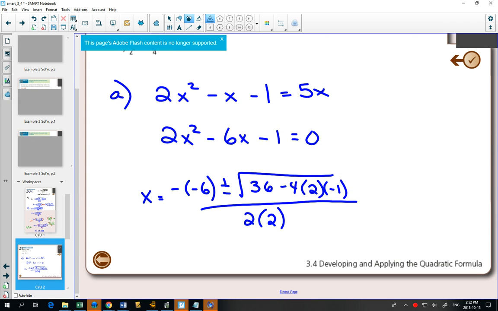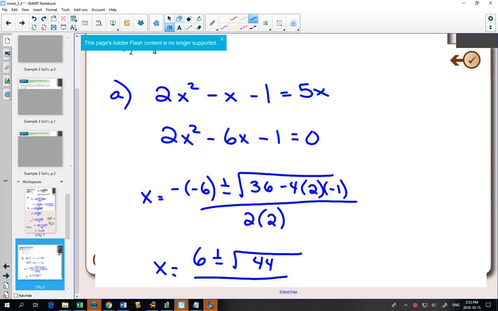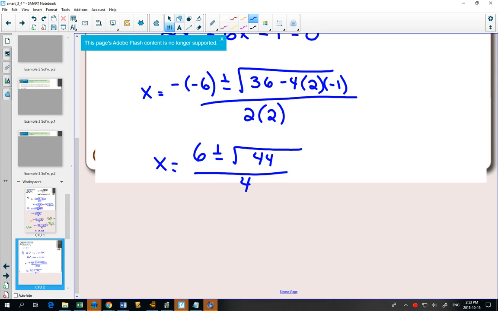So we do all of that, and then we just need to simplify this, so we write out our numbers. x equals negative 6 would be positive 6 plus or minus the square root of 36 plus 8, 44, over 4. Now we're going to look at our square root. Can you simplify the square root of 44? Yes, it's 2 root 11.